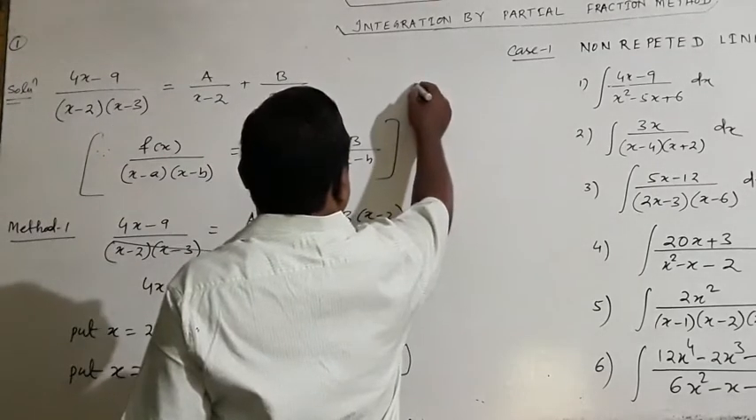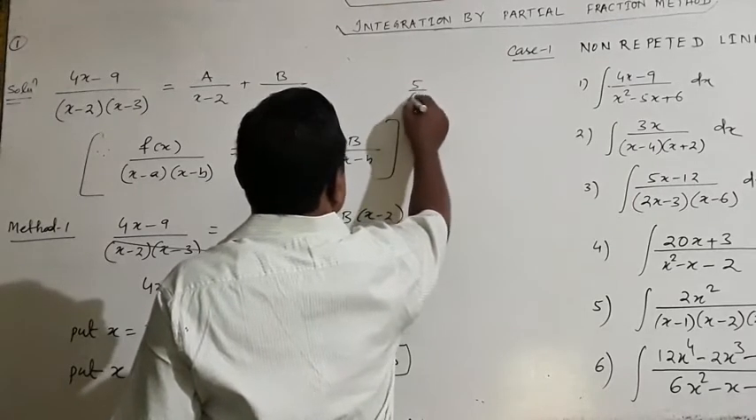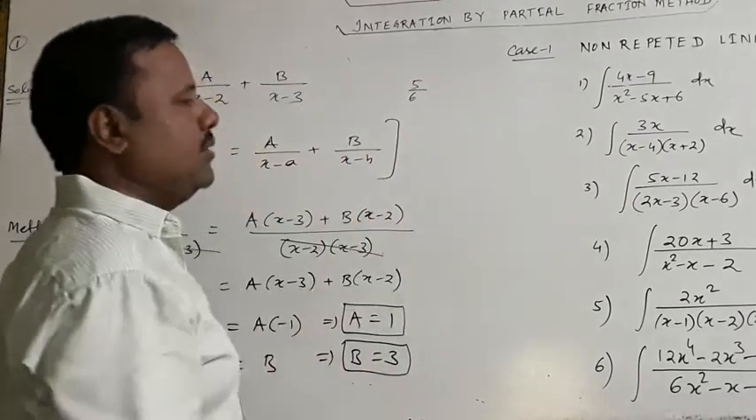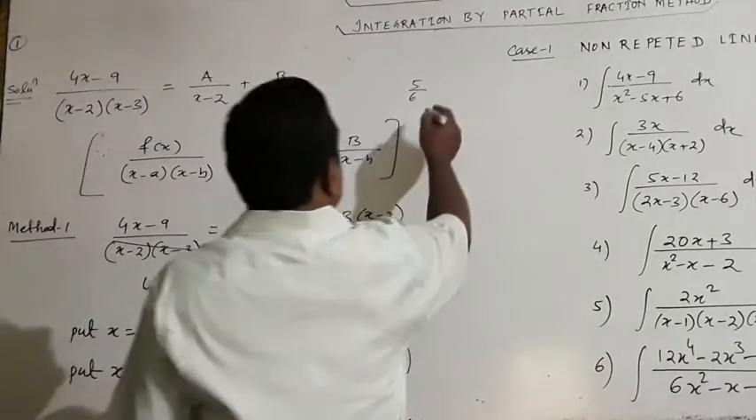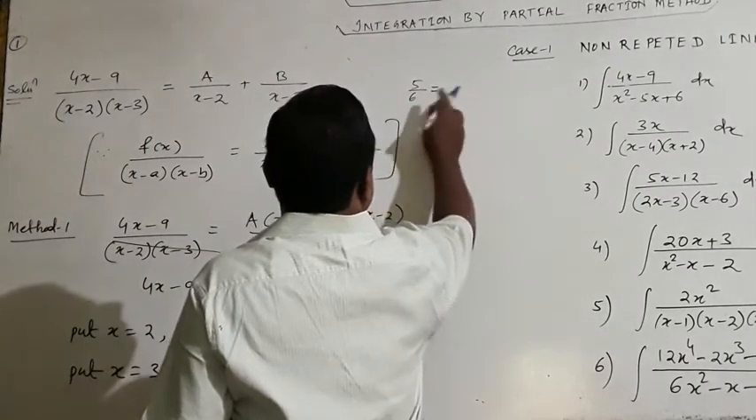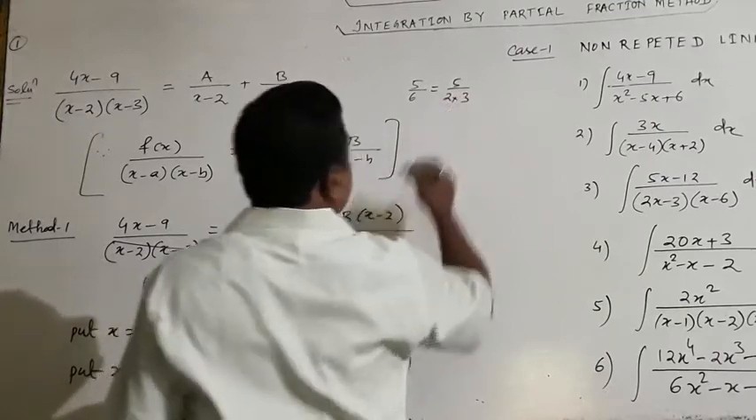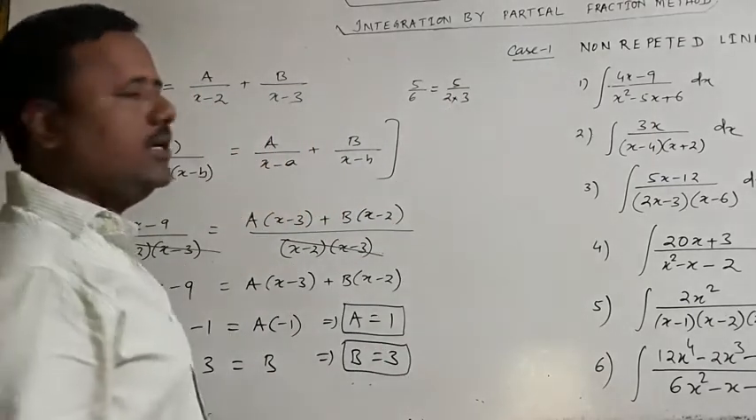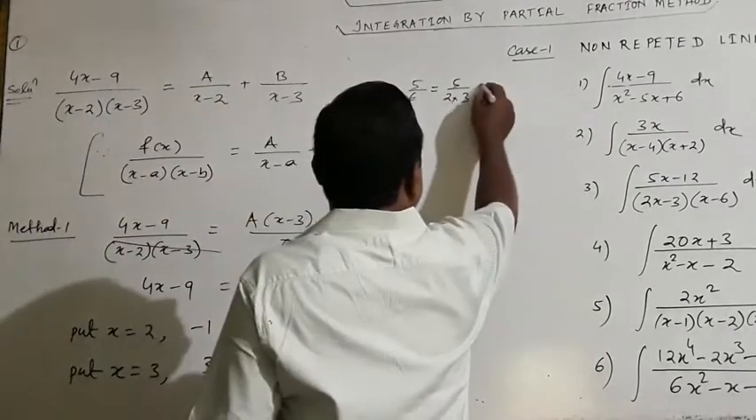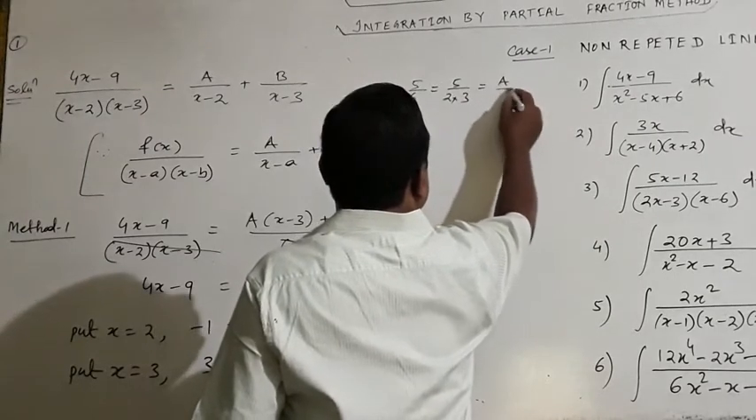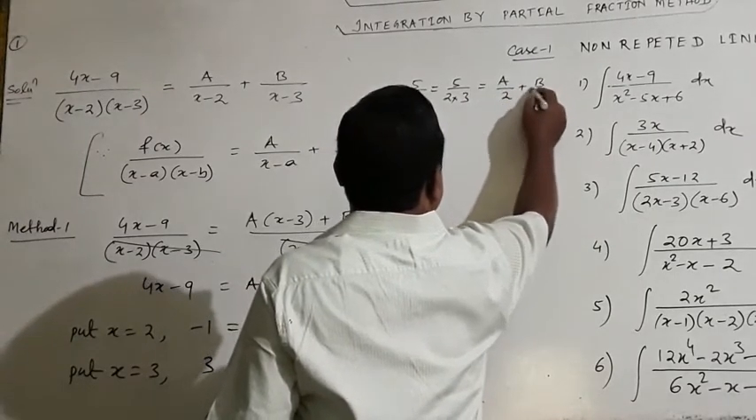Suppose 5 by 6. Simple example, you take 5 by 6. It is 5 by 2 into 3. What am I doing here? The method is a by 2 plus b by 3.